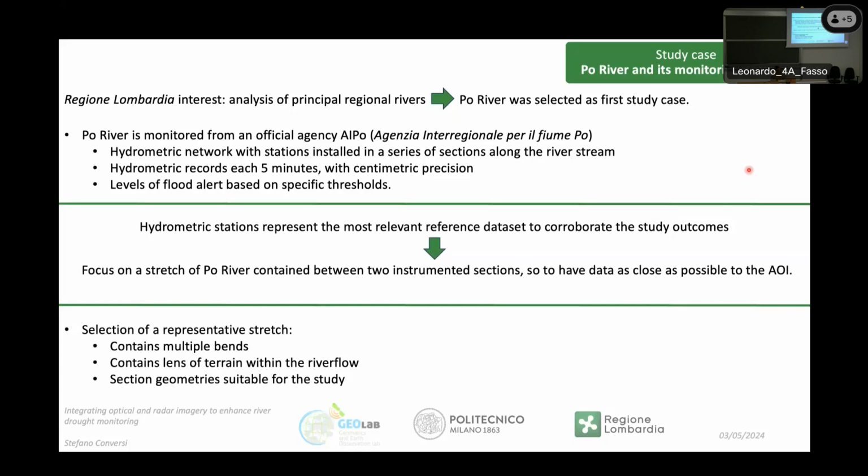We wanted a peculiar stretch in which we had multiple bands and lenses of terrain within the river, and most of all a suitable section geometry, because we are working with the detection of the extent of the water, so a longitudinal way of measuring the river width. But it is important to understand that depending on the shape of the section itself, a longitudinal variation in the width can or cannot correspond to a vertical variation. So it is important to understand if these 2 behaviors could be paired or not.